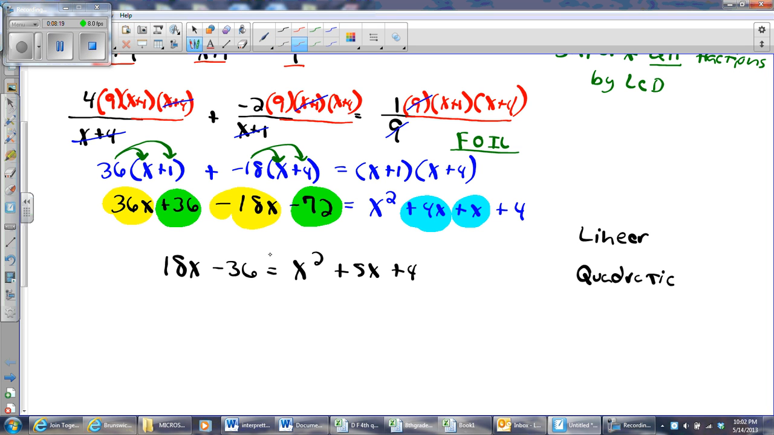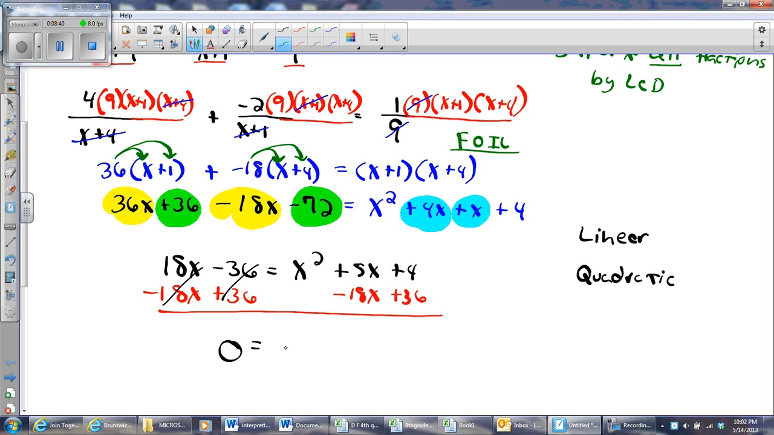since it's quadratic, I want the one side to equal 0. I'm going to subtract 18x from both sides. And then I'm also going to add 36 to both sides. Notice I'm lining up my like terms. And when I do that, my left-hand side, these cancel, leaving 0. And then I have x squared minus 13x plus 40.